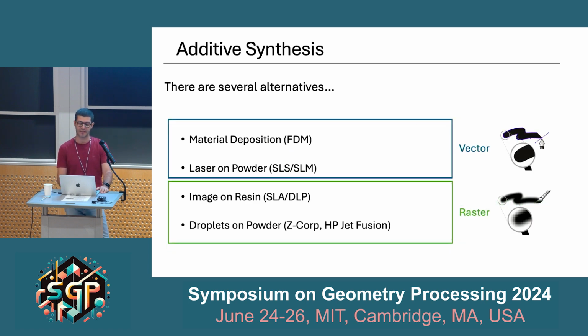Another distinction that we can make is between vector approaches and raster approaches. For the FDM, in which we move the extruder along continuous paths, or with the laser on powder, in which we drive the laser along continuous paths, we have a vector approach. The benefit of this is that you get infinite precision. Approaches like stereolithography and droplet are intrinsically discrete because, as I said before, you have this binary image, which is the slice of material that you want to create. So you have finite resolution, which is a limitation. But on the other side, it's much easier to play with these approaches because you are playing with binary images, which are really easy to deal with.